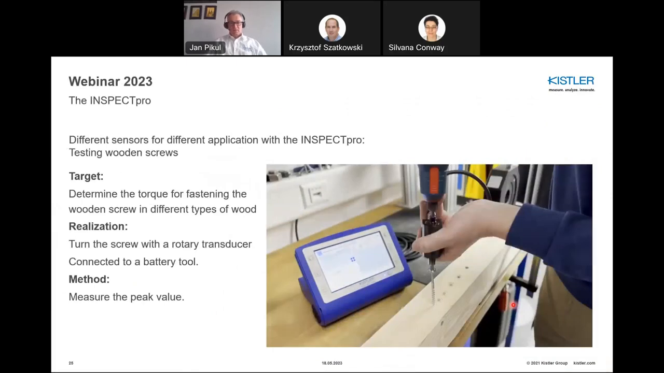So here we have an example of real-life measuring. In this case, we can see the measuring of the final torque of the screw in different materials. So definitely this is an application for screw producers. They use it very often to measure the final torque for each screw they produce, and it's quite easy because we can use every kind of rotary tool, and with the rotary transducer the process is quite fast. So we have a movie here.